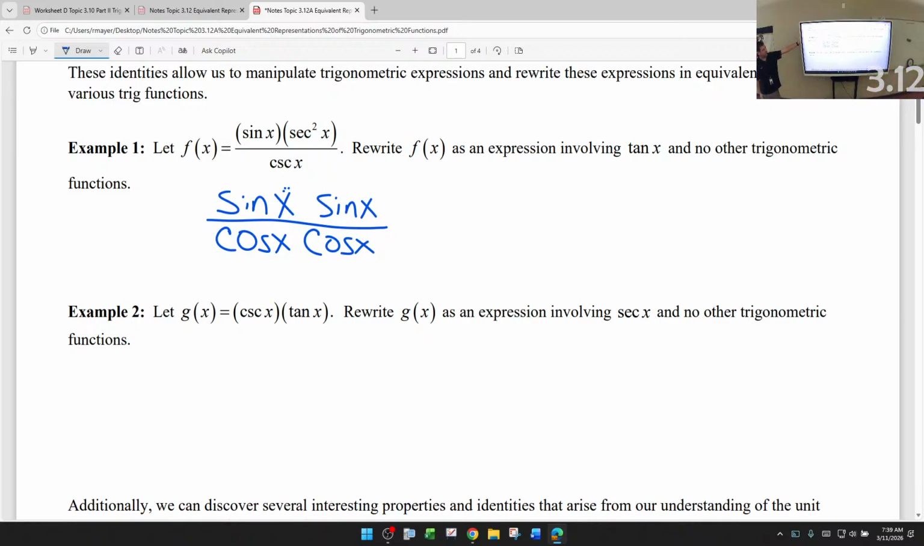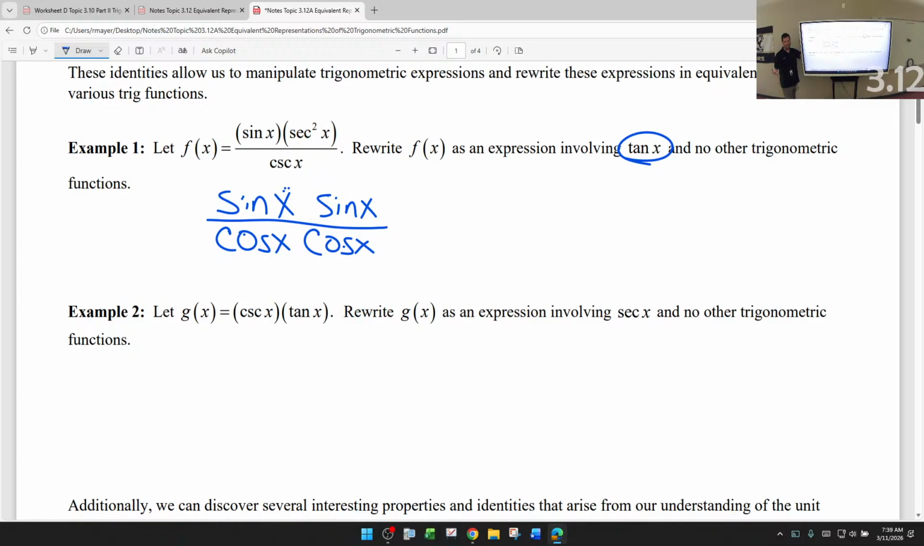Rewrite it as an expression. Oh, I didn't read the rest of this. I'm sorry. Rewrite it as an expression of tangent. Well, that's kind of nice, because I got a sine and a sine, which is sine squared, and a cosine and a cosine, which is cosine squared. Or I've got a sine over a cosine, which we know is tangent, and another sine over a cosine, which is tangent. So this whole thing becomes a tangent, and this whole thing becomes a tangent. If I multiply a tangent by a tangent, I end up with tangent squared.